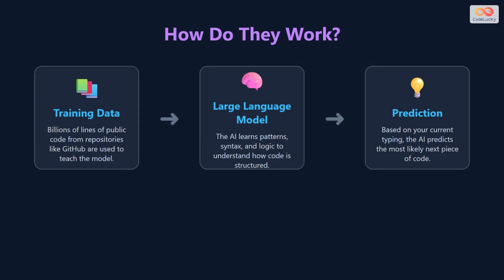It might seem like magic, but it is actually advanced statistics. These tools are built on large language models. First, they are trained on billions of lines of public code from repositories like GitHub. This allows the AI to learn syntax, patterns, and logic. When you type, the model analyzes the context and predicts the most statistically probable next piece of code, similar to how your phone predicts the next word in a text message.